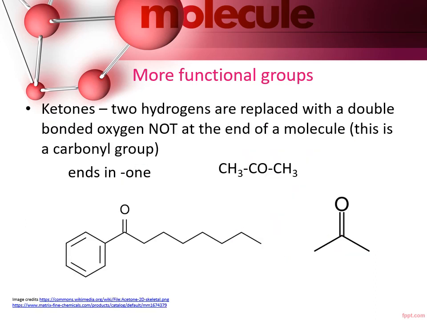So what if I have that double bonded oxygen, but it's in the middle, not at the end of the compound? Aldehydes have that double O at the end of the molecule. If it's not at the end, then it's not an aldehyde, it's a ketone instead. The name is going to end in -one instead of -al.